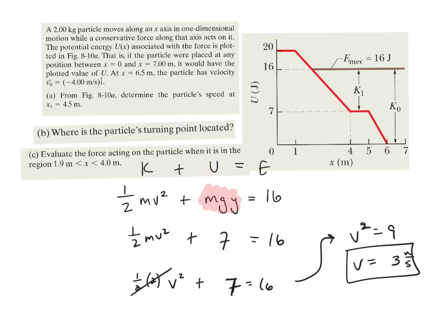Again, it's 1/2 times 2, so that doesn't actually do anything. It's a 1. So move the 7 over and take the square root. So the speed of the particle at a position of x equals 4.5 meters is 3 meters per second. And again, where are we in the graph? We're right here, at K1. How about part B?